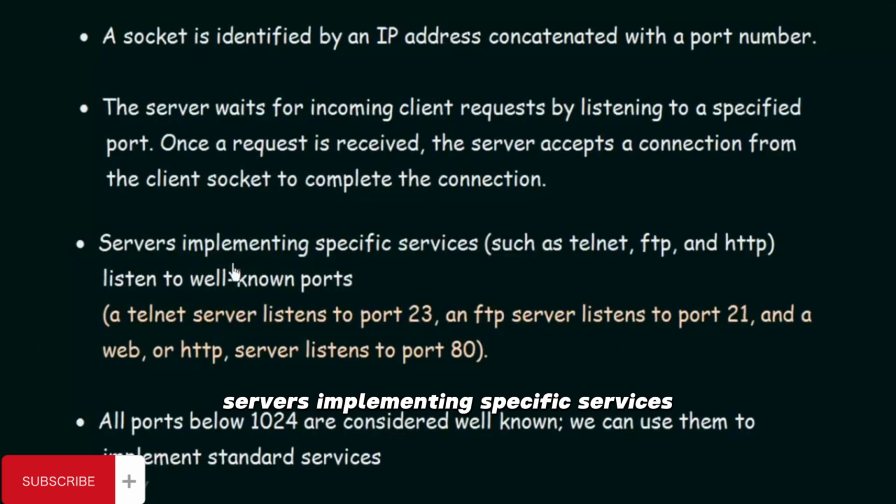Moving forward, servers implementing specific services, such as Telnet, FTP, and HTTP, listen to well-known ports. For example, a Telnet server listens to port 23, an FTP server listens to port 21, and a web or HTTP server listens to port number 80. As I told you, a socket is identified by an IP address followed by a port number. So a port number is going to identify each of the processes or services that are provided.